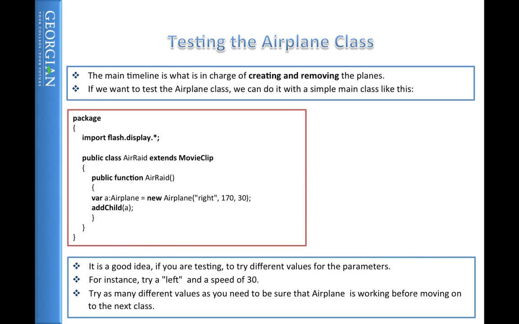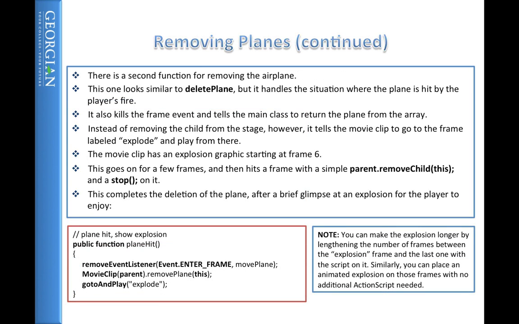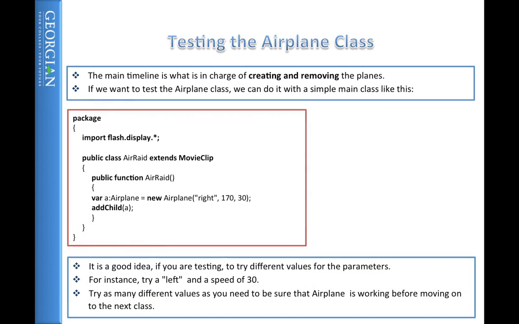Okay, so we remove the plane, and we're going to do that when the plane has been hit. So there's 2 parts to remove the plane. One part is when the plane's been hit, one part when it's off the screen. Here's when we have the airplane itself, right? Here's when we test the class.